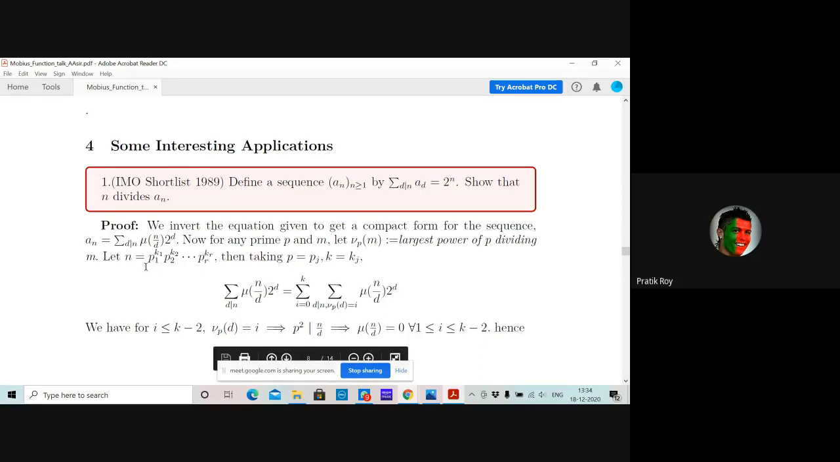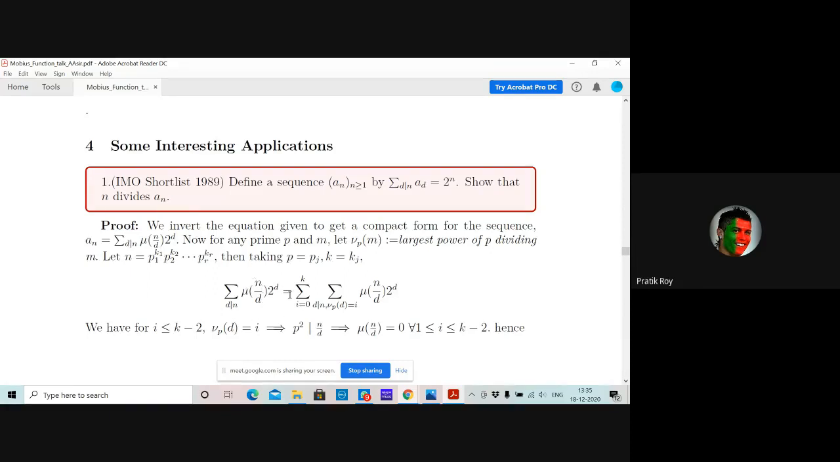Okay, so let n equal p1 to the power k1 and so on, and this is the canonical representation of n. Okay, and we take two dummy variables p and k, and we take any prime factor of n, say pj, and we put p equals pj and k equals kj. Okay, now we see what this sum tells us.